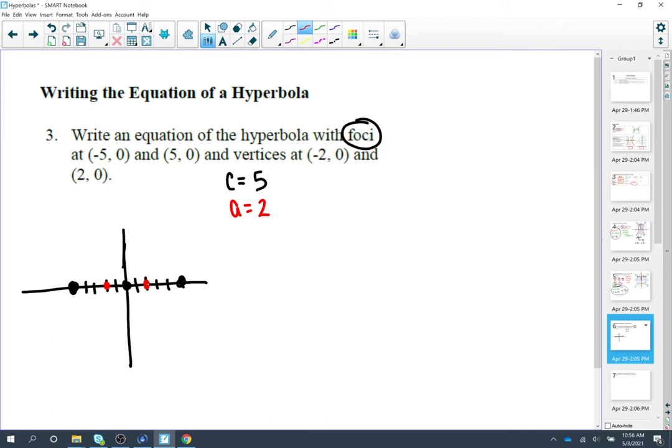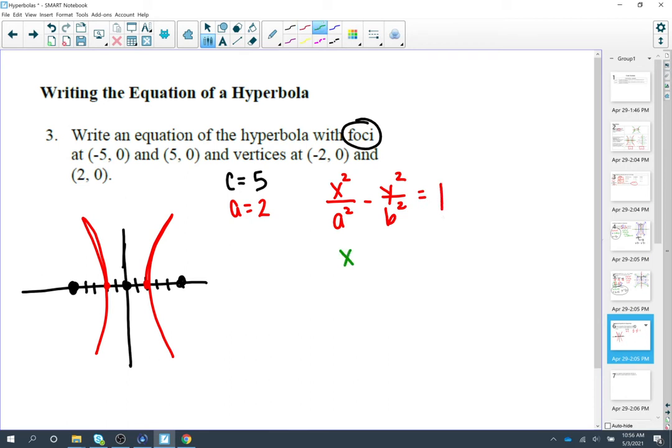They're on the x-axis. So we're going to cut through the x-axis, which means our hyperbola is going to be standing up. Now because it's cutting through the x-axis, we're going to have x squared over a squared minus y squared over b squared equals 1. In this equation, x squared over a squared, well, a is 2, so I know that's 4, minus y squared over b squared, but I don't know b.